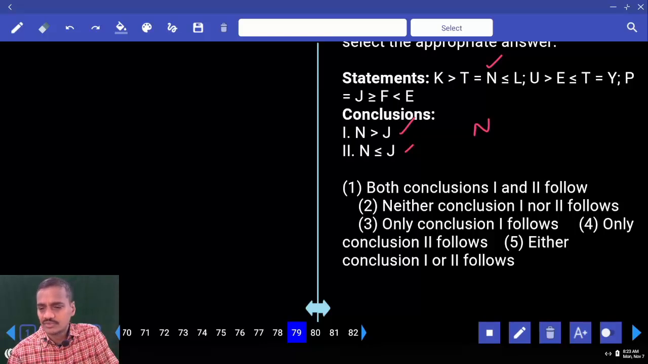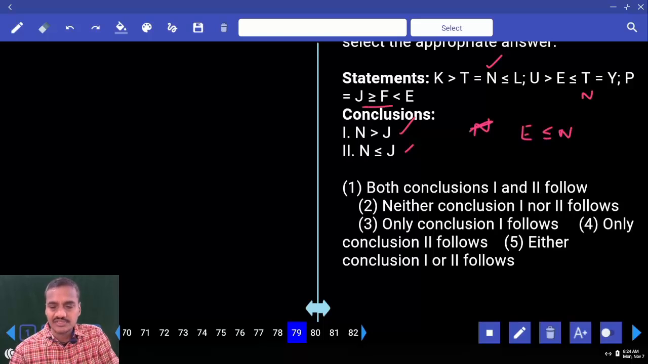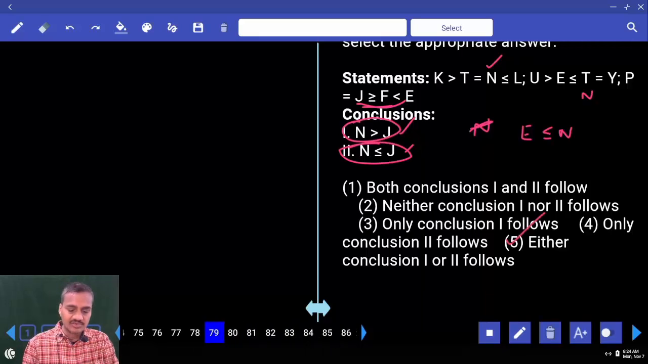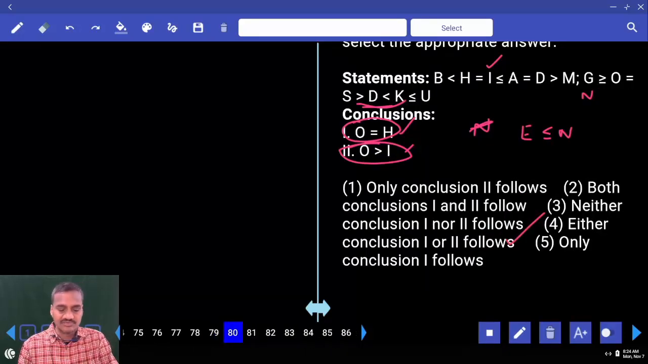N equals to T, so now you can take E at this place. Now E lesser than or equals to N, and at the same time between J and E there are two opposite symbols. Opposite symbol means either it can be greater than or it can be lesser than or equals to. Between these two only one can be true, either 1 or 2, choice 5, question number 79.